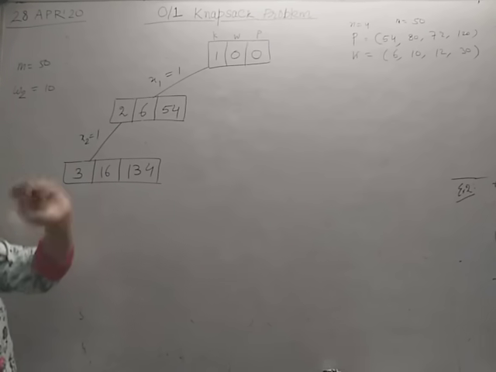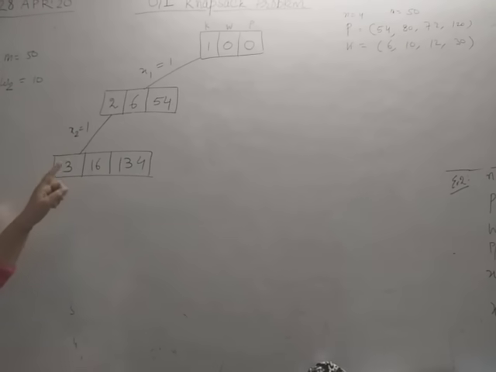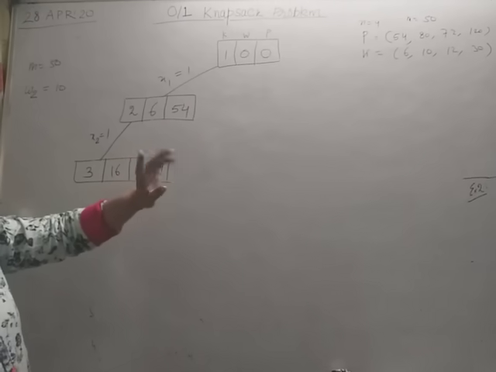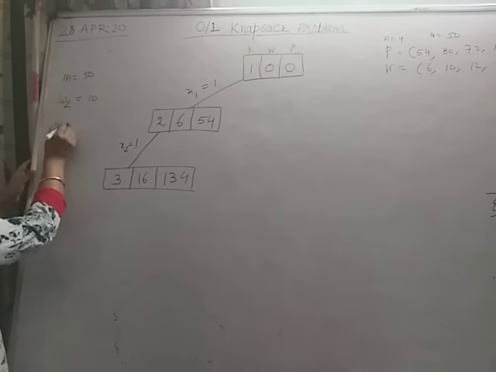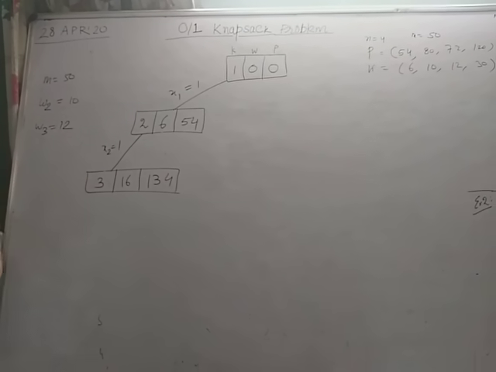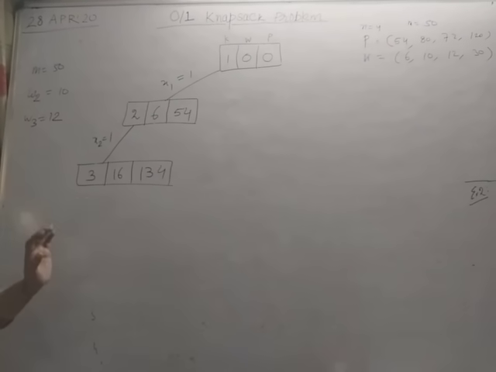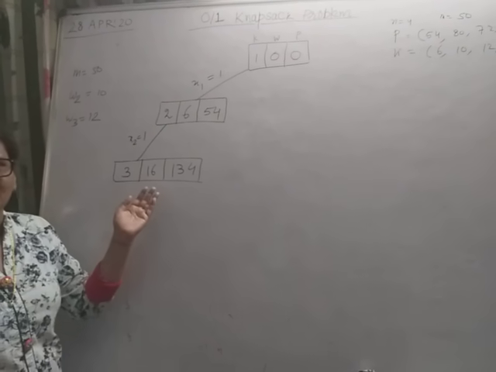Now for the next object, the weight W3 is 12. 16 plus 12 is 28, which is less than 50.